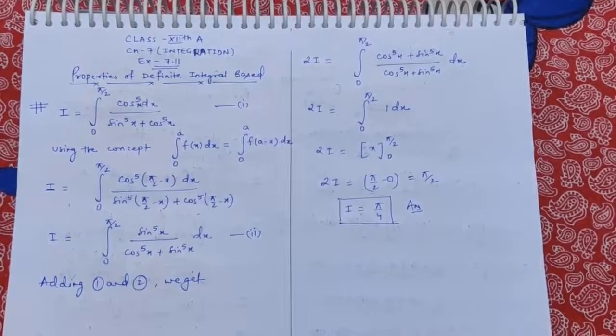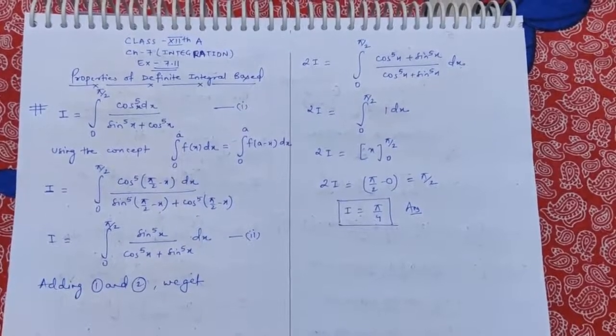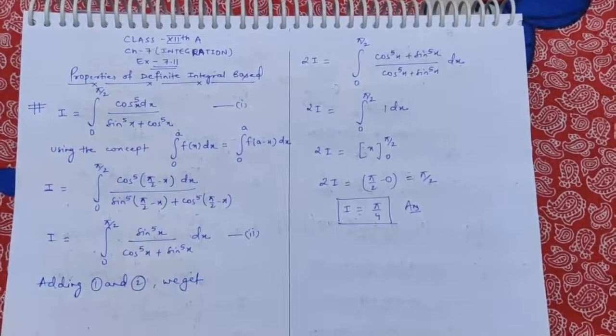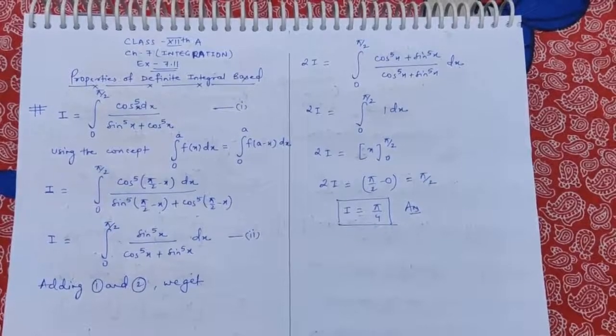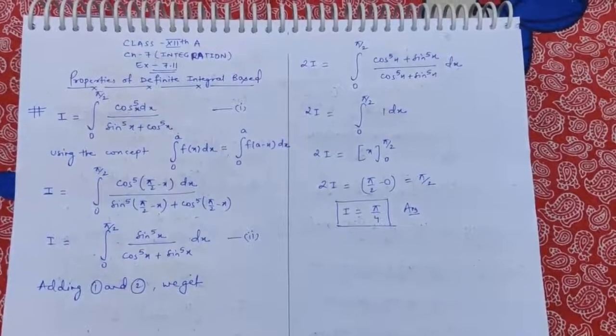So in this question I have applied the concept of 0 to a f of x dx is equal to 0 to a f of a minus x.